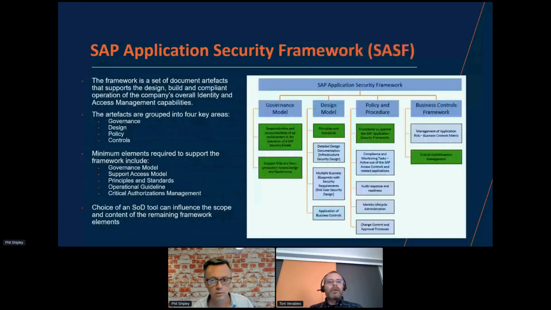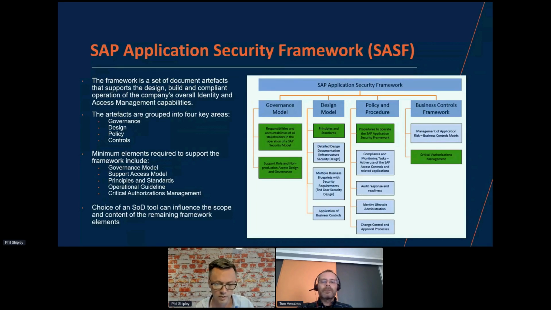Okay, so when I talk security framework, to me it's a set of document artifacts that support the design, build, and compliant operation of the security model and the overall identity and access management capabilities of that business. And I group them into four key areas: governance, design, policy, and controls. And then, as a simplified framework, the five elements shown in green on the diagram are the minimum that I would recommend a business has in place to be audit ready.